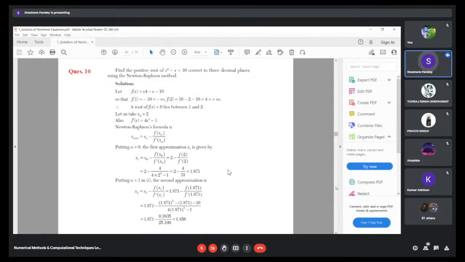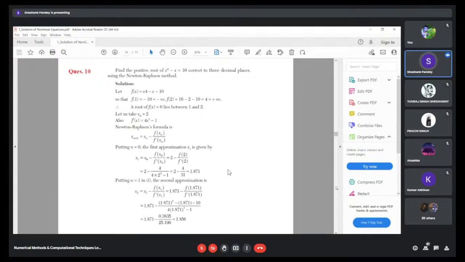So let us express this equation in terms of a function f(x), and we compute the value of this function at x equal to 1, which we obtain as minus 10, a negative value. Similarly, we obtain the value of the function at x equal to 2, which turns out to be a positive value. So we are sure that the root will lie between 1 and 2. Our next step is to find a more approximate root.